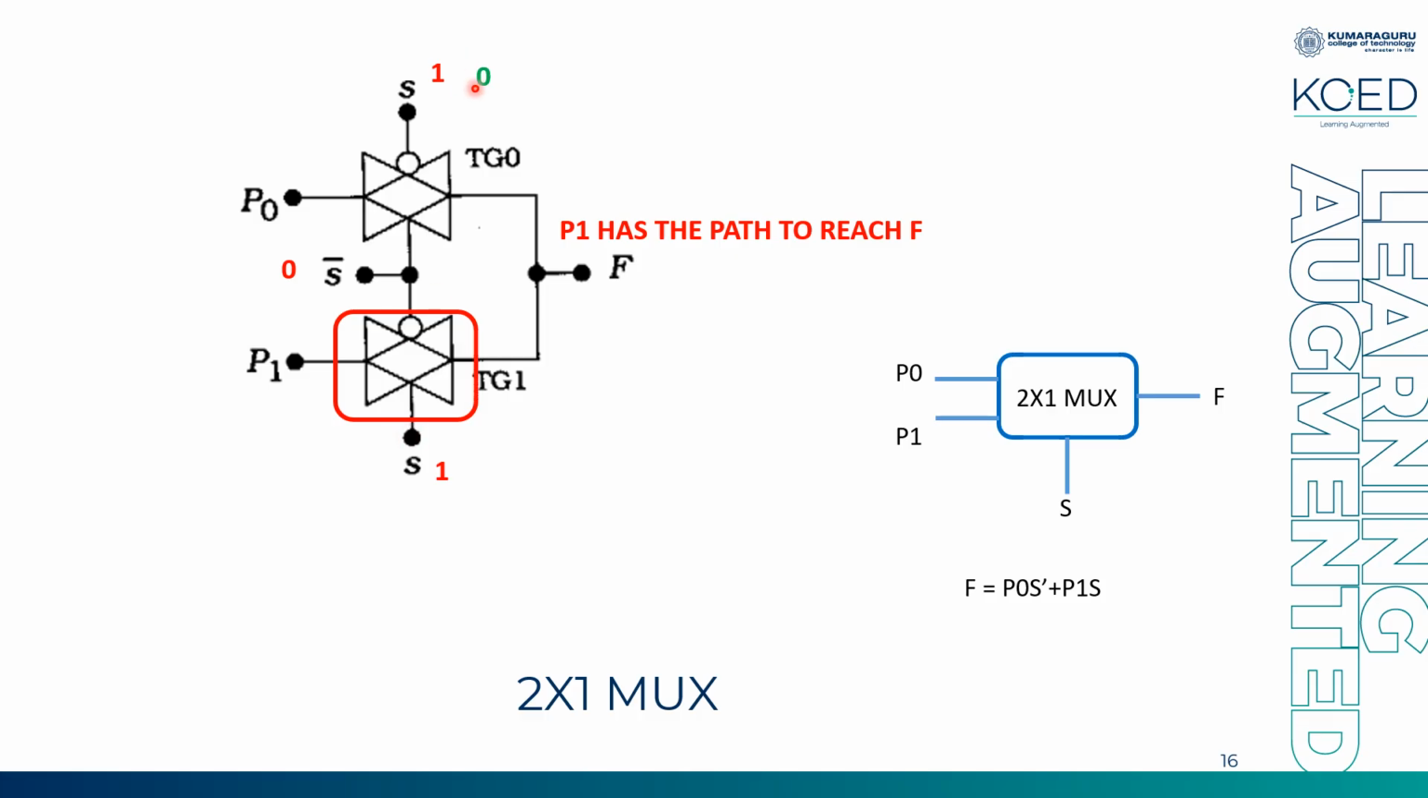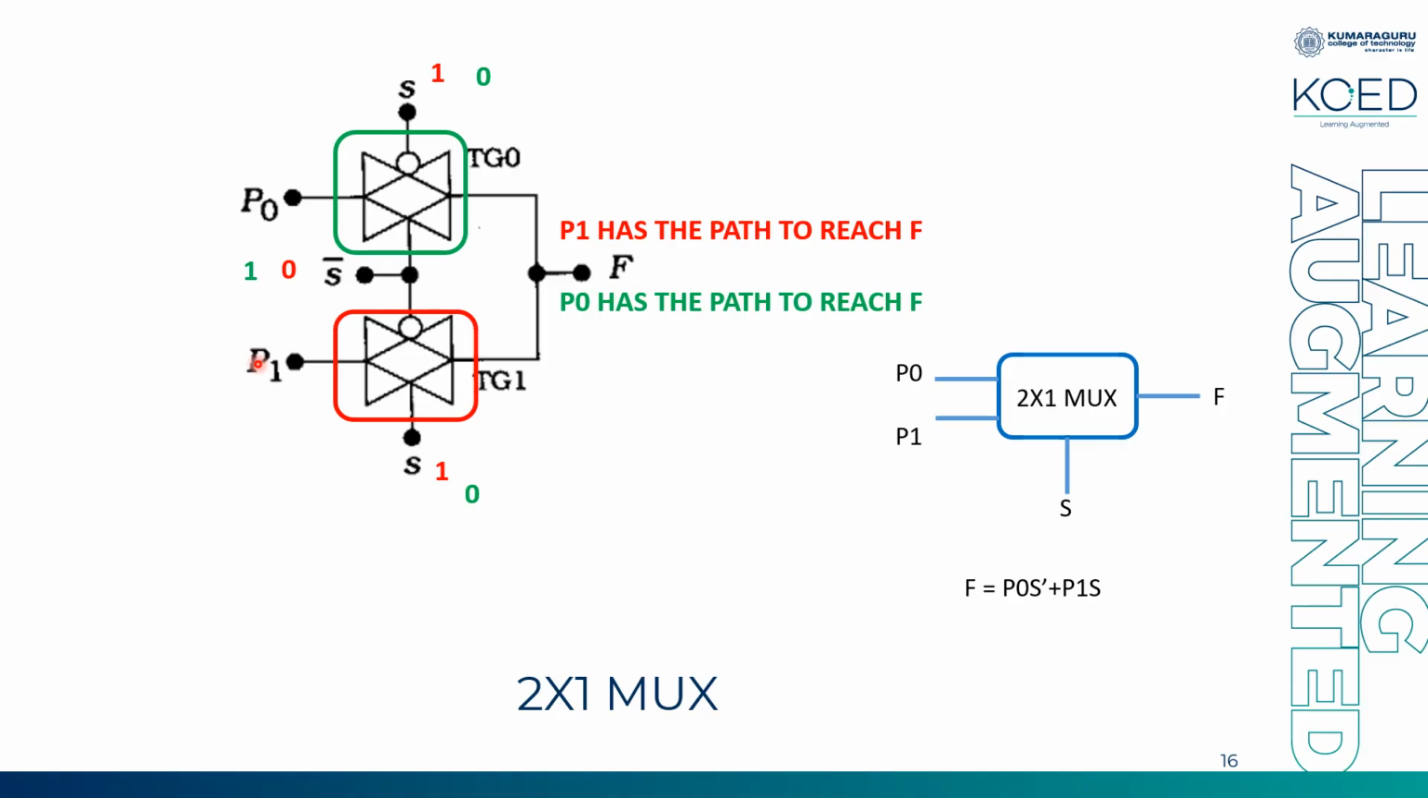Likewise, what happens when S is equal to 0? If S is 0, here also I have 0 and here I have 1. Now you can check which will remain off and which will turn on. The transmission gate with P0 will turn on. The reason is, if you give a low voltage, PMOS will turn on. So the one with a bubble is given 0, and here 1 is given to the NMOS. So this transmission gate TG0 will be in on condition. Now P0 has the path to reach F.